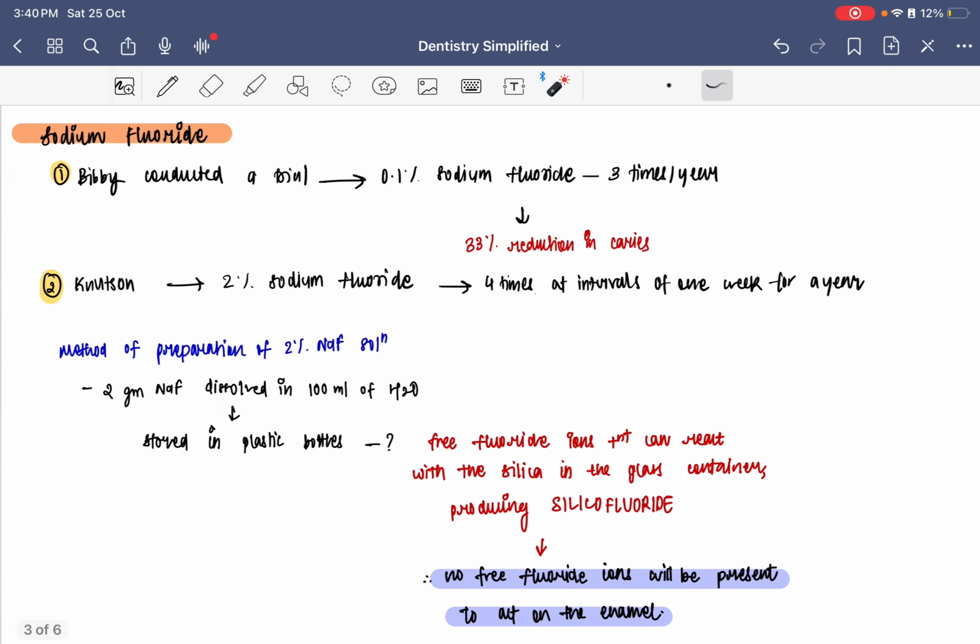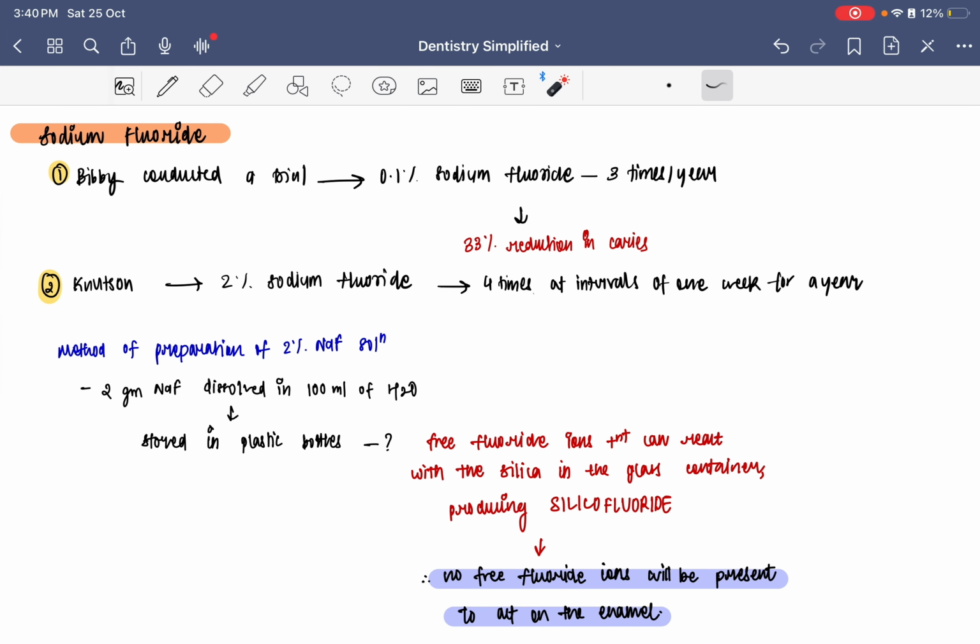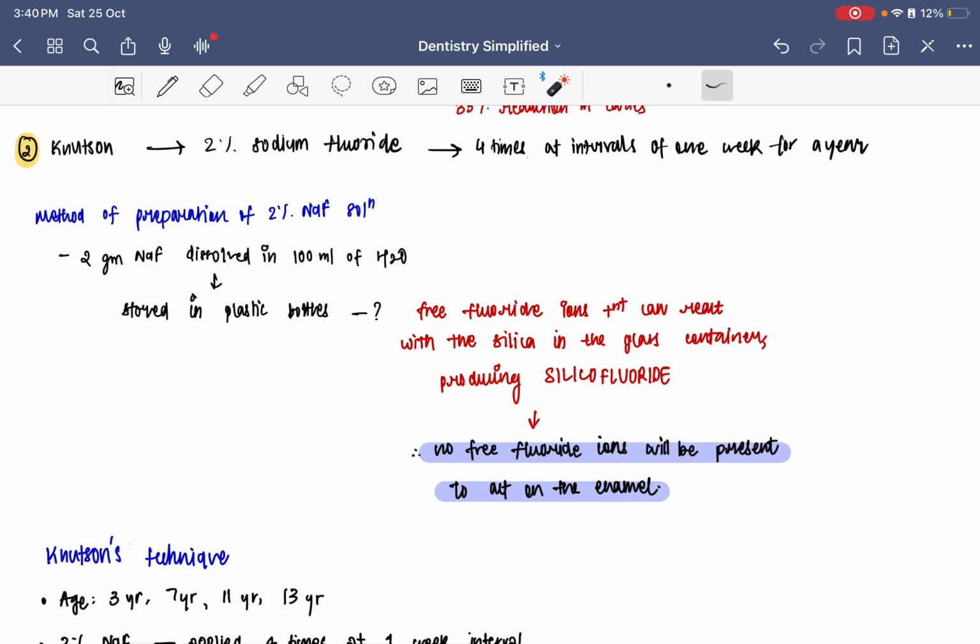So starting off with sodium fluoride, this was first used by Bibby, who conducted a trial using 0.1% sodium fluoride. He used it 3 times a year and saw a 33% reduction in dental caries in the oral cavity of children. Second, this was used by Knutson, who used 2% sodium fluoride. He used it 4 times in a week for a year.